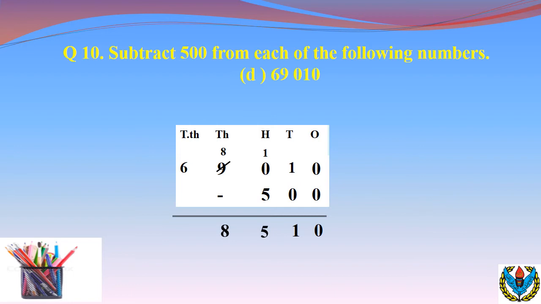Next we move to the last column, that is 10,000s column. Again there is no digit written below the digit 6 in 10,000s column. We will consider that digit to be 0. Now 6 minus 0 is equal to 6 and the answer will be written in 10,000s column. So we get a final result as 68,510.